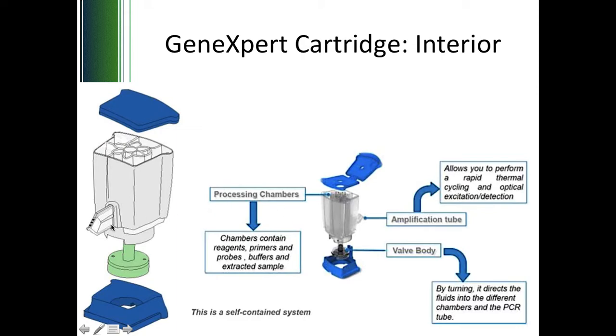And once everything is mixed, the fluid will come into this amplification tube, which is now inside the GeneXpert system, where the temperature up and down cycling will be carried out and the RT-PCR reaction will take place. Because this tube is transparent, the fluorescence released by the probe will be detected by the GeneXpert system.